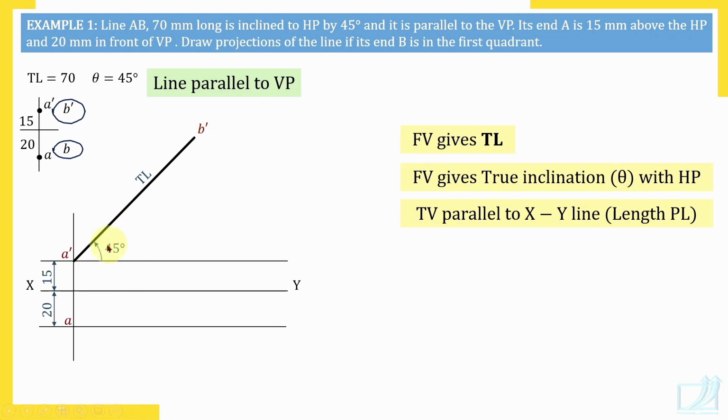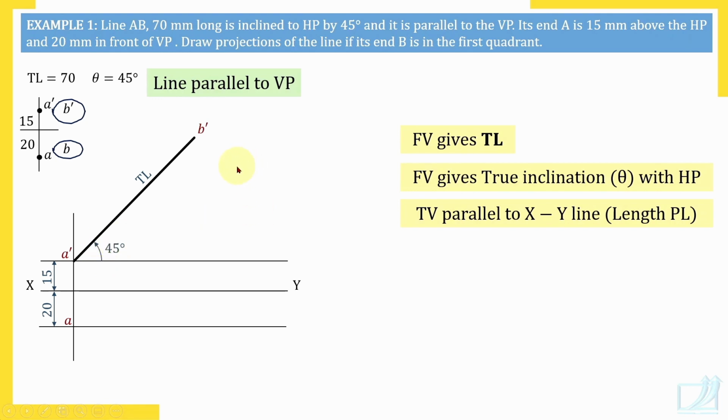Remember, when you measure this angle 45 degrees, the position of the other end, in which quadrant the other end is, that matters. It's very important. In this case, point B is in first quadrant. So B dash we want above XY line. That is why we have measured 45 degrees angle upwards.